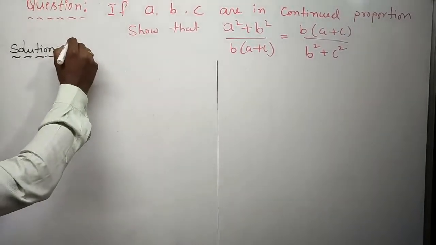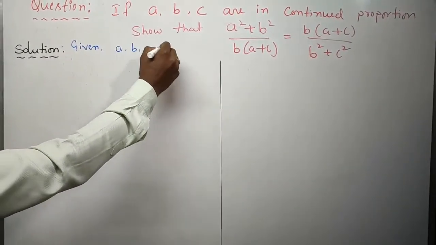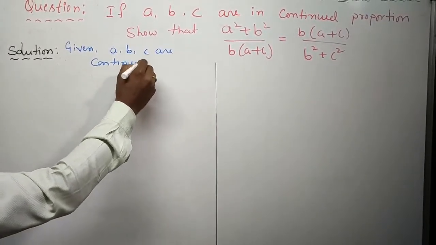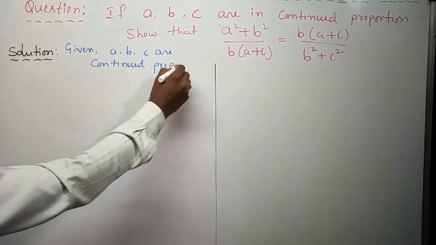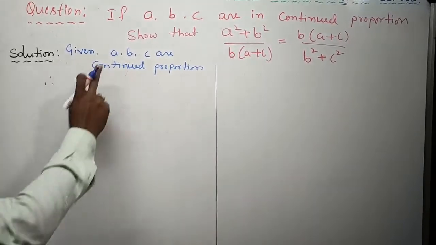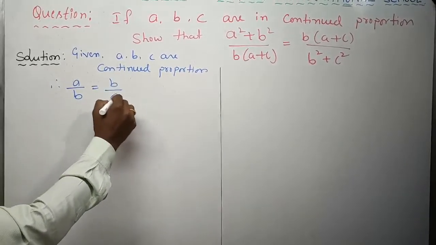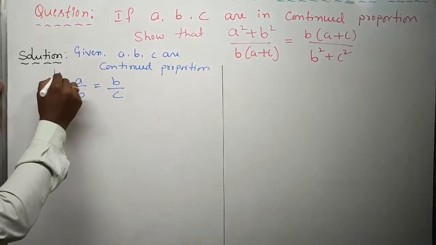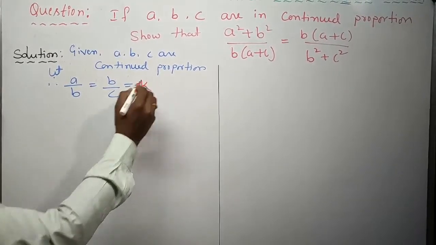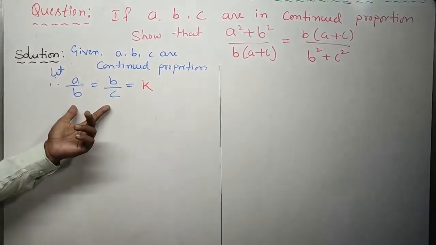I write down the given. What is given, children? You know, a, b, c are in continuous proportion. Therefore, children, I will write down a, b, c continuous proportion. You know that a by b is equal to b by c will come. But I am considering, let a by b is equal to b by c is equal to k. I will consider like this, children, by using continuous proportion. You should follow this method, very easy.